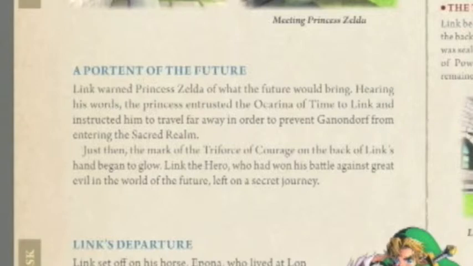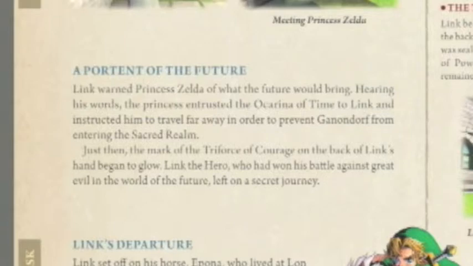A portent of the future. Link warned Princess Zelda of what the future would bring. Hearing his words, the princess entrusted the Ocarina of Time to Link, and instructed him to travel far away in order to prevent Ganondorf from entering the Sacred Realm. Just then, the mark of the Triforce of Courage on the back of Link's hand began to glow. Link, the hero, who had won the battle against the great evil in the world of the future, left on a secret journey.